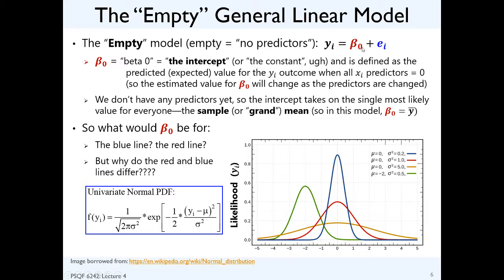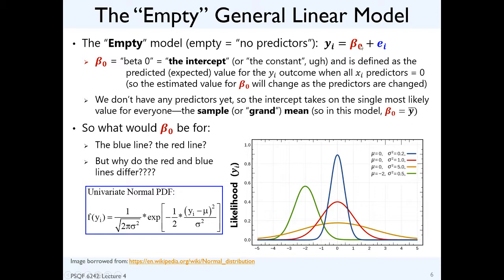So if beta 0 is my best guess, this is called the intercept. This is what all models start from. Sometimes it's called the constant, but UG, because all fixed effects are constants, so I'm not going to use that term, but that's what Stata calls it, by the way, the constant of the equation.